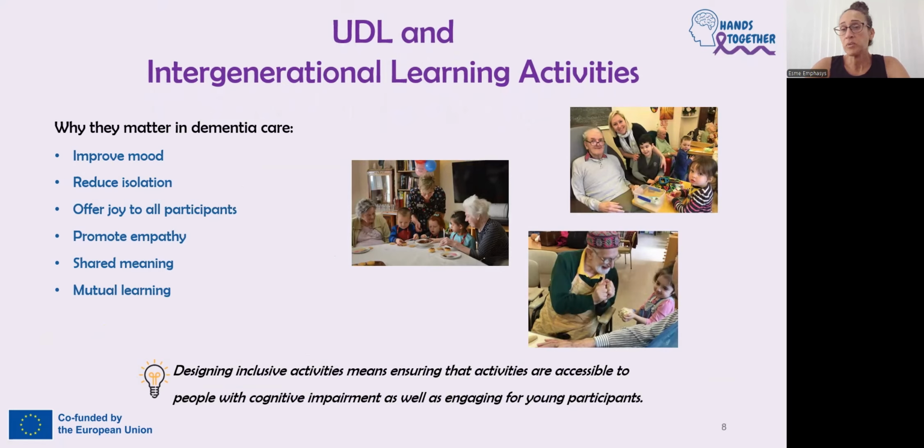In dementia care, inclusive intergenerational activities can improve mood, reduce isolation, and foster moments of joy. To be effective, these activities must be accessible for individuals with cognitive impairments while remaining engaging for younger participants, which is a careful balance that ensures everyone benefits. Universal Design for Learning provides a framework to achieve this balance by guiding the creation of activities that are flexible, inclusive, and adaptable to the needs of all participants. With this foundation in place, we can move from thinking about the overall learning environment to considering the specific steps that shape the learning journey.